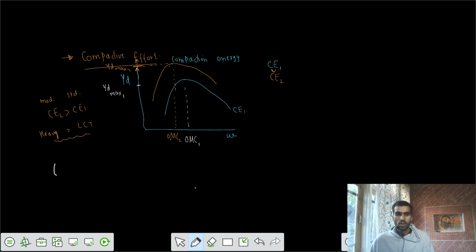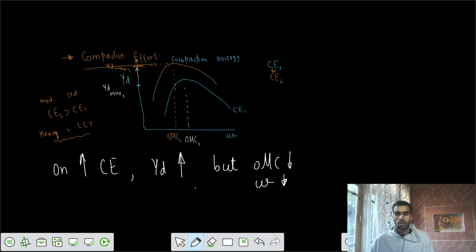Okay. So we can conclude that on increasing compactive effort, gamma dry of the soil increases, but optimum moisture content decreases. That means water content decreases. For achieving that gamma dry max, your water content decreases with respect to the initial condition. So that is the final conclusion that we can have.